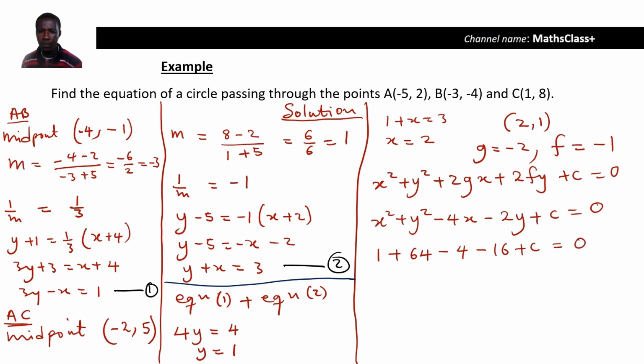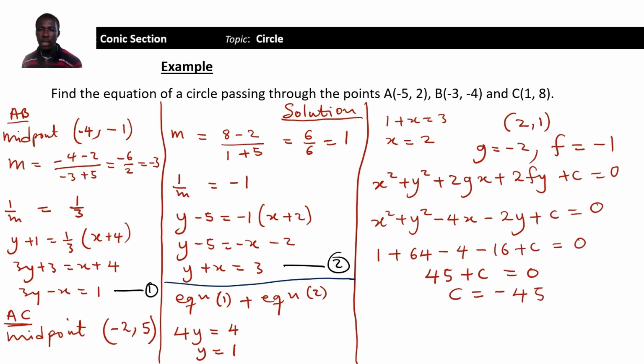Now, 65 minus 20 will be 45. So 45 plus c is equal to 0. That means c is equal to negative 45.